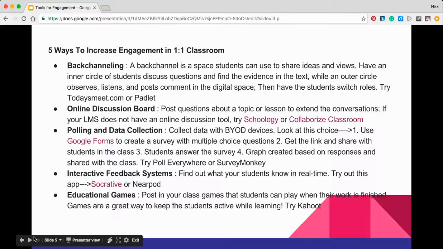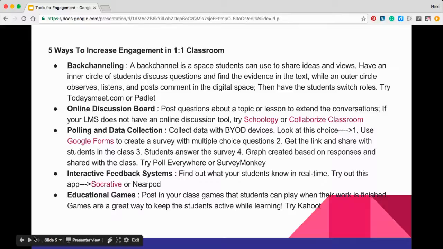Polling and data collection. You're going to collect data with their own devices, BYOD, bring your own devices. You can use Google Forms to create a survey with multiple choice questions, get the link and then share it with the students in the class. Students can answer that survey and then a graph will pop up with all of the responses and you can share that with the class.